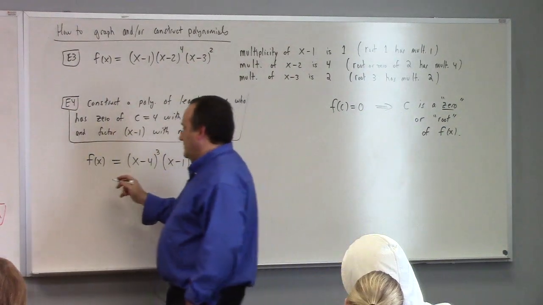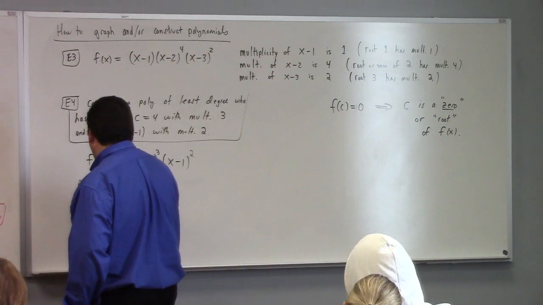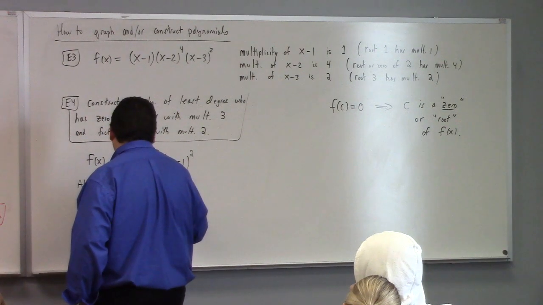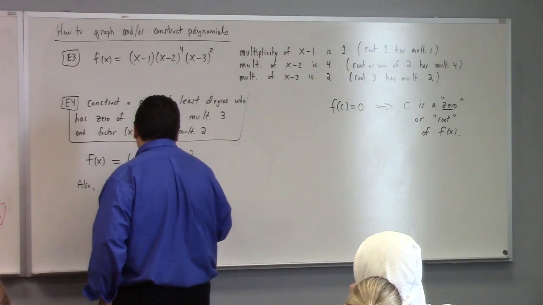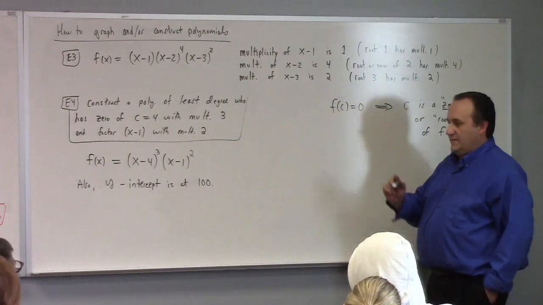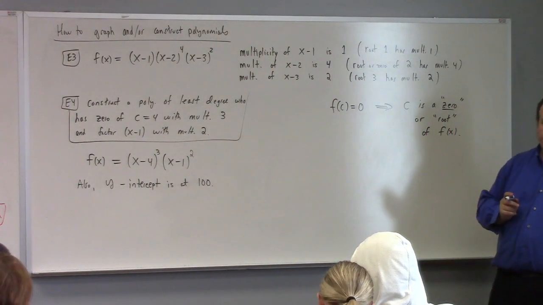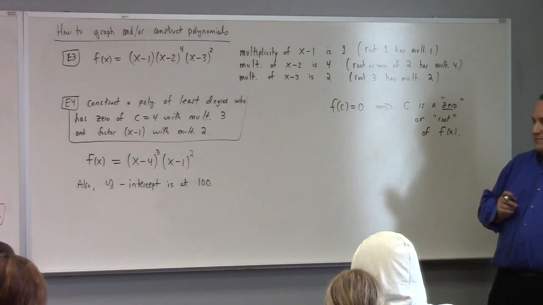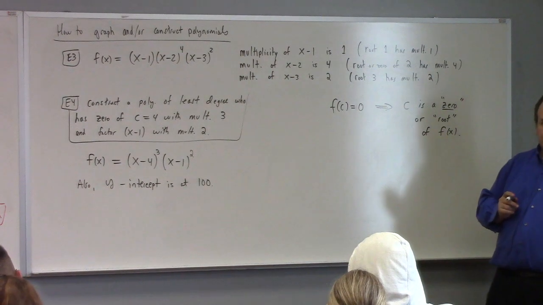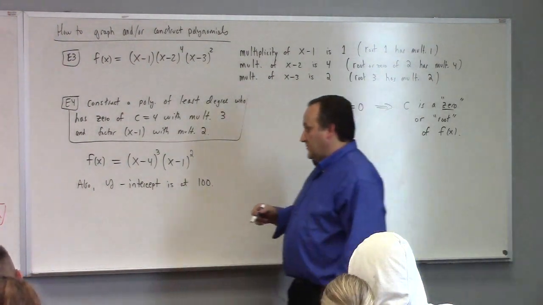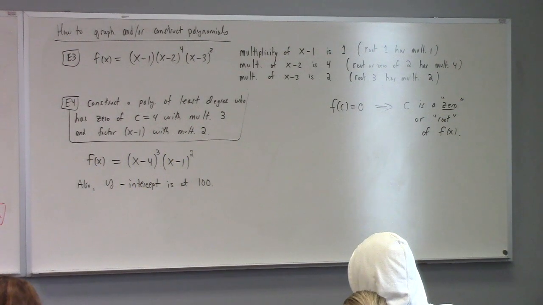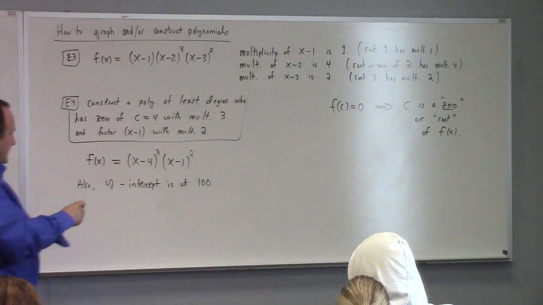What if I told you also the y-intercept is at 100? Now, would this have a y-intercept of 100? I don't think so. If I plug in 0, I get negative 4 cubed times 1, which is like negative 64. So what I should do here, guys, is recognize that we can multiply our answer by a non-zero constant.